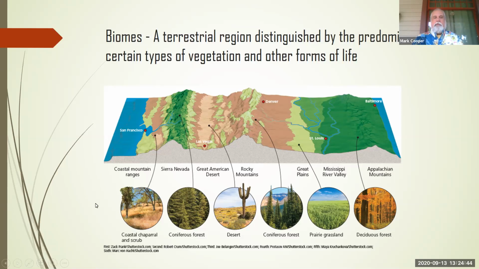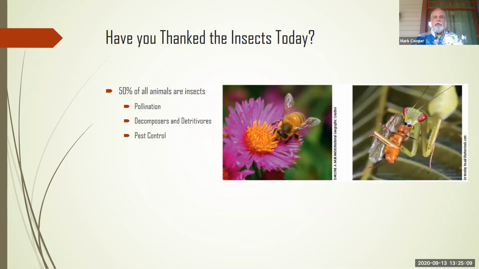And then we actually have the one that we live in, and I do want you to know this, that we live in coastal chaparral and scrub. Sometimes the actual type that is here in Walnut would be coastal sage scrub. And so that would be the biome that we live in here in Walnut, California, and most of Southern California, actually. So those are the biomes.